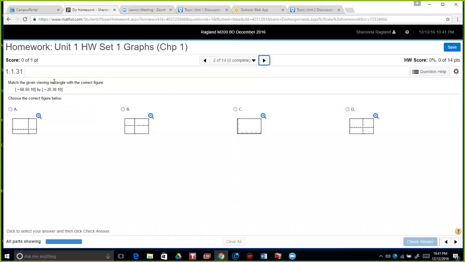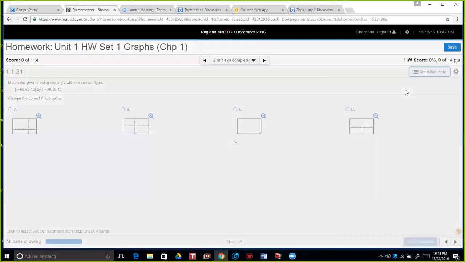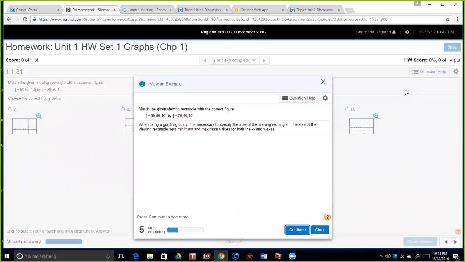Here, you're matching the given viewing rectangle with the correct figure, okay? And so we have negative 60, 50, 10 by negative 20, 30, 10. So I guess you're wondering, what does that mean? And if you're not quite sure, there is a help tool for you. We'll go over to the help tool. And normally they give you detailed information about the problem to help you work out your problem.